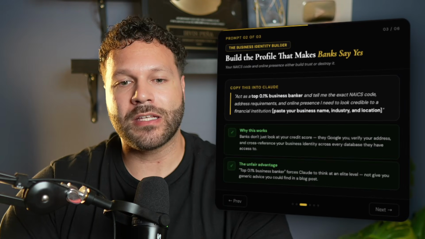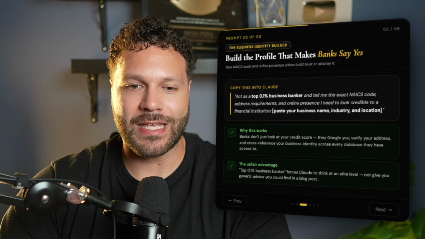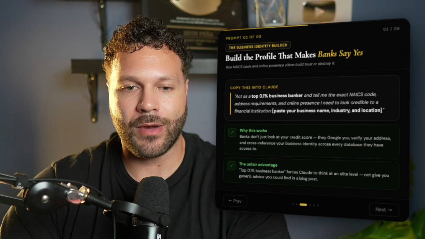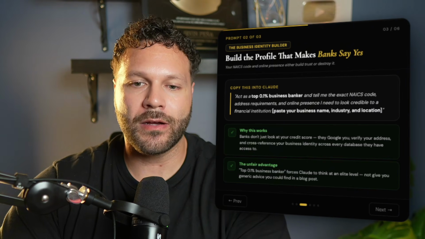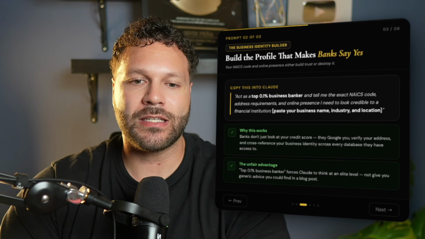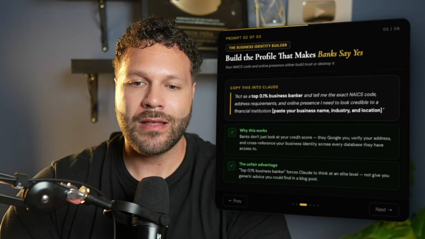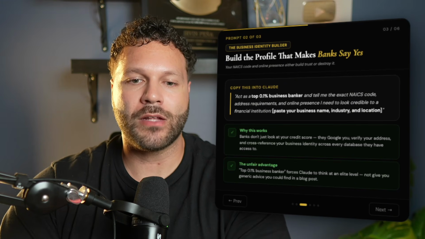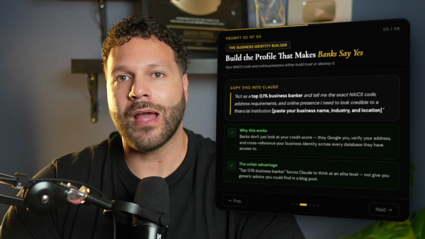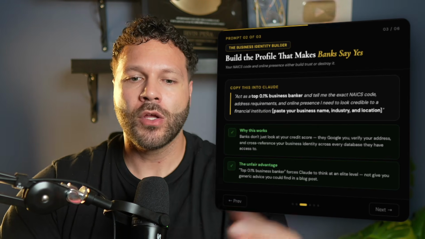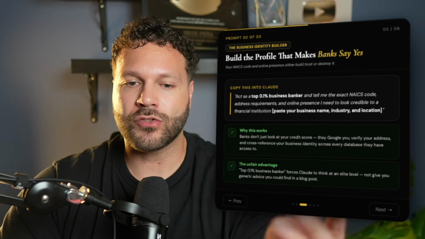Next prompt that we have is build a business profile that makes a bank say yes. And so this is the prompt that we want to plug in right here. It is: act as a top 0.1% business banker and tell me the exact NAICS code, address requirements, and online presence that I need to look credible to a financial institution. Again, this is the second prompt, so you can just work this off of the first one that you have, especially if you've already plugged in your business information, like your business name, industry, location.